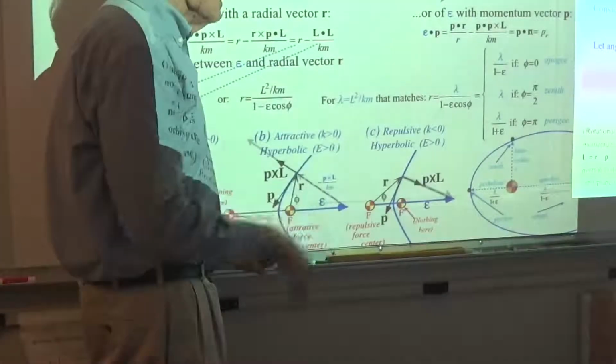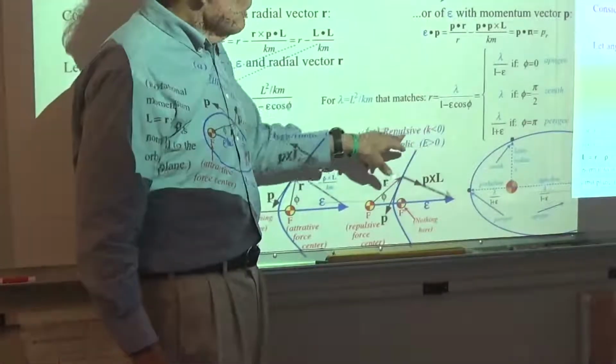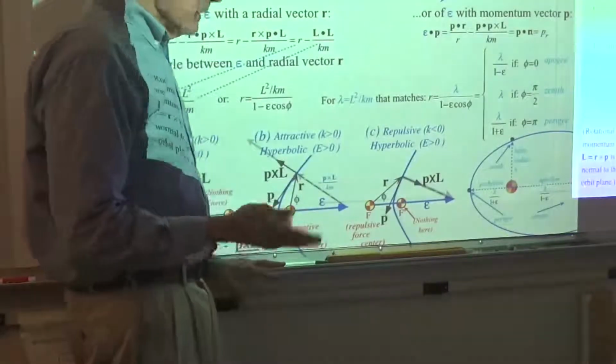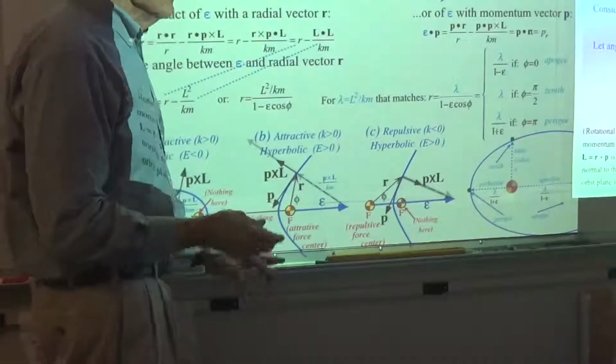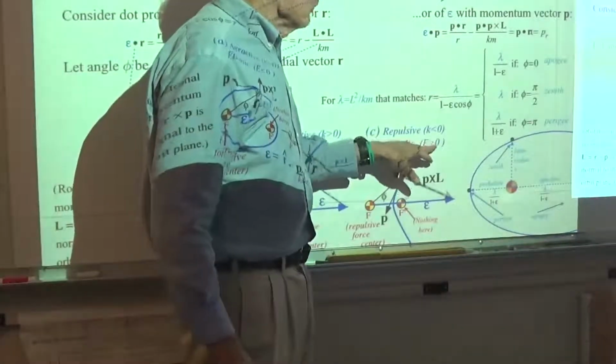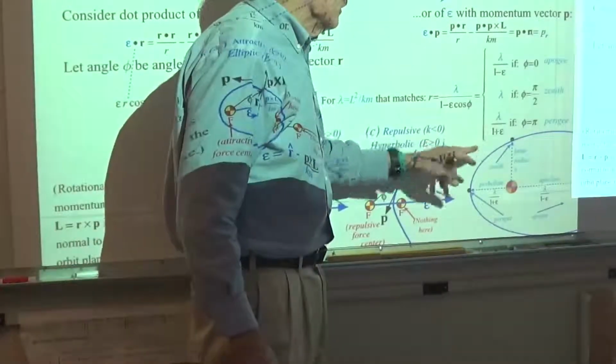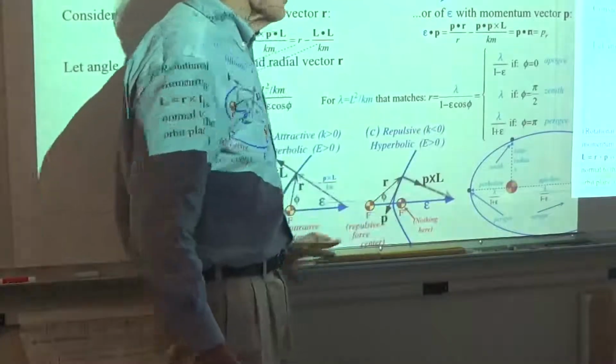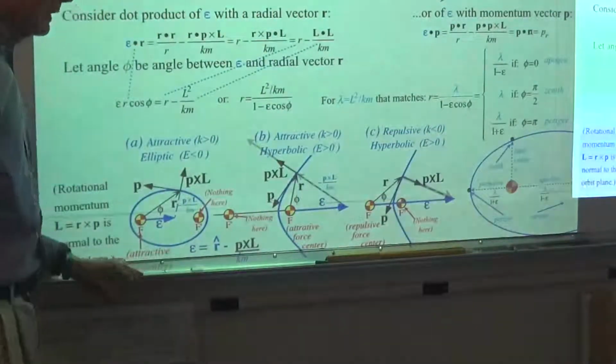And then, forget those two, let's take a repulsive Coulomb, the Rutherford case, where we're scattering things that repel each other. The energy there is always greater than 0. We don't have an energy less than 0 case for this repulsive Coulombic field.